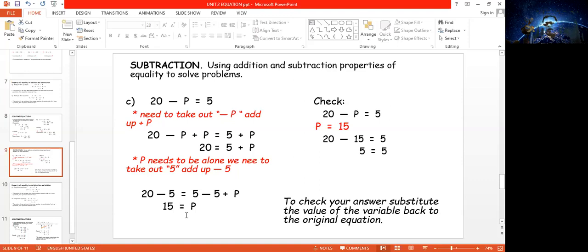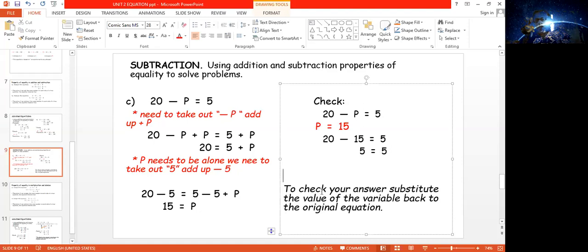Now, how to check? Just check it. It's the same thing as what I showed you earlier. Copy the original equation. Sorry for that. Copy the original equation: 20 minus p is equal to 5. So our p is 15. So just simply replace p with 15. So 20 minus 15 is equal to 5. And bring down 5. So what we got, our equation is correct. Okay?